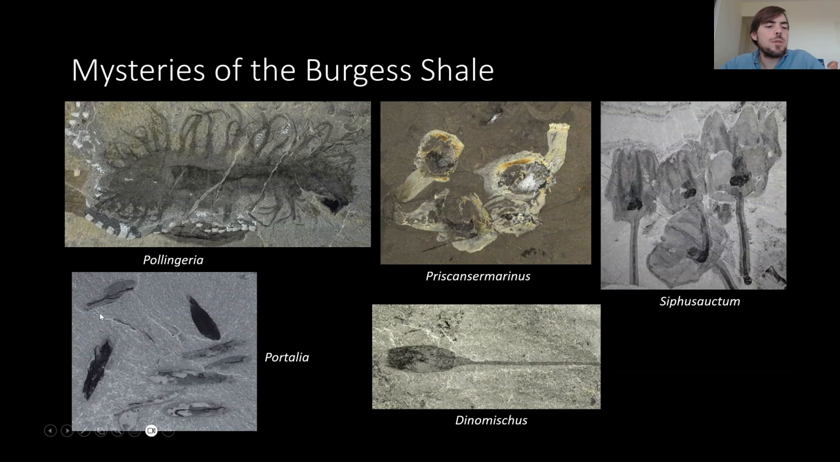And then we also have Portalia. With Portalia, you can see here the gut preserved, but everything about its body is kind of diffused. So we don't know if it's an arthropod or if it's a vertebrate. So very, very strange creatures overall.